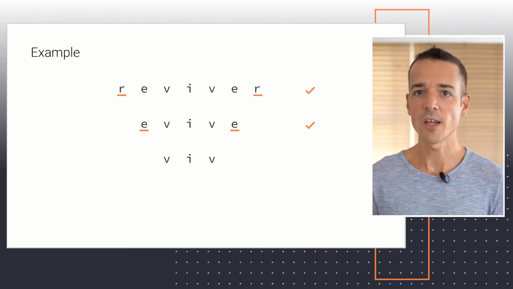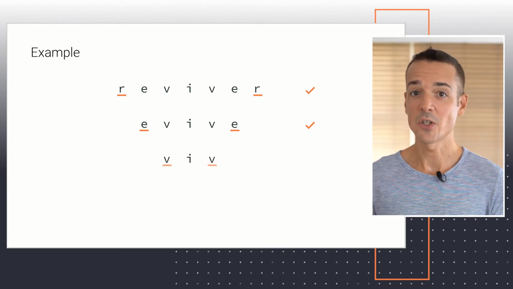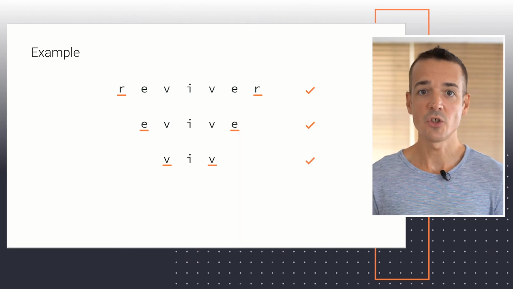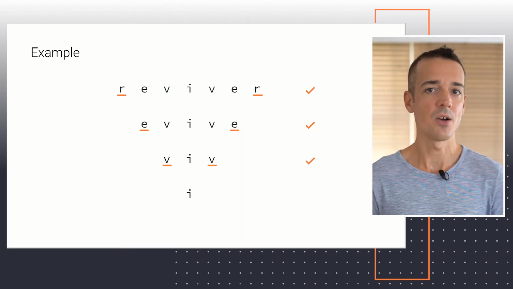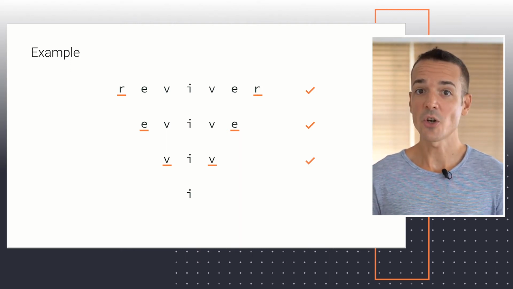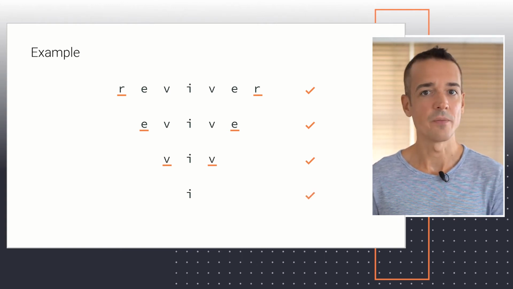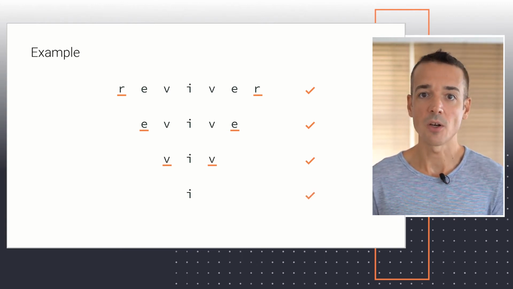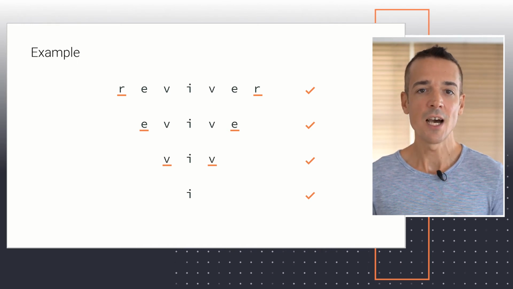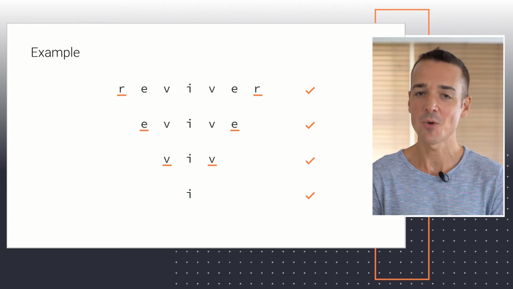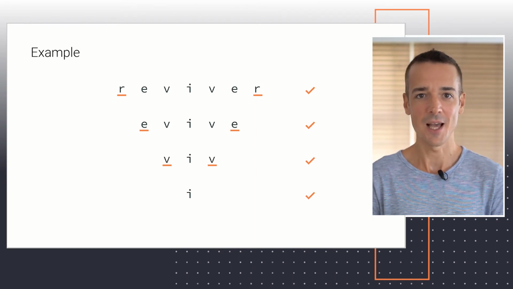Now we're left with the string VIV. The first and last characters are equal once again, so the last string to check is one formed of character I only. Here we can answer right away that this string is a palindrome, because it has length 1. This answer would propagate up the call tree of our recursive function until we eventually determine that, in fact, the entire string reviver is a palindrome. With this information, you're ready to get your hands dirty.